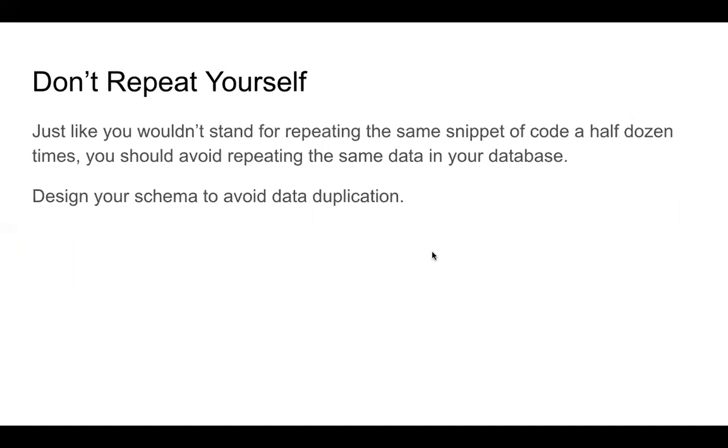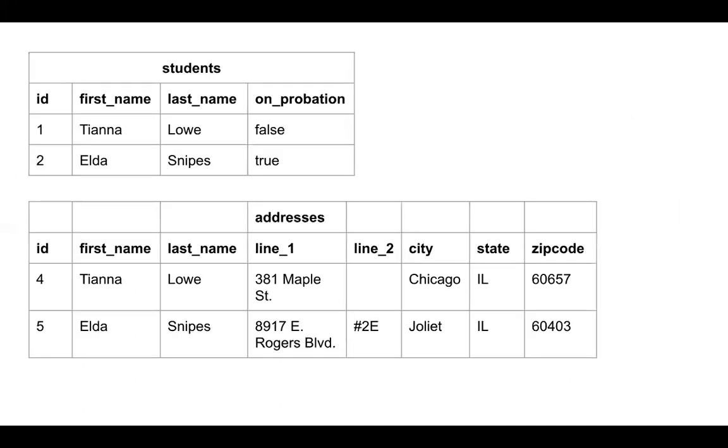And again, just like your code, you want your schemas to be DRY, don't repeat yourself. You wouldn't stand for repeating the same snippet of code half a dozen times. You should avoid repeating the same data in your database. Design your schema to avoid data duplication. So for example here, we have students and addresses, and the addresses also have the student's first name and last name. This schema isn't DRY, it repeats itself. So if we wanted to fix that, we would use a foreign key.